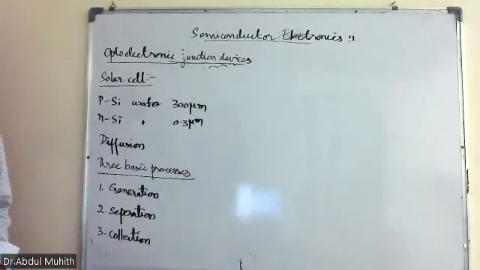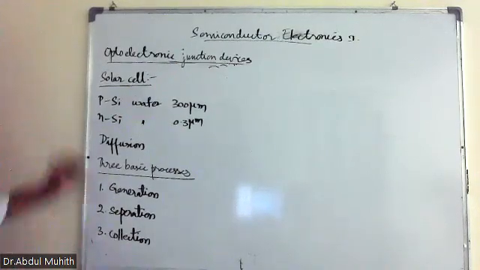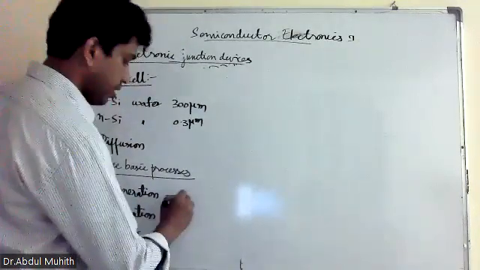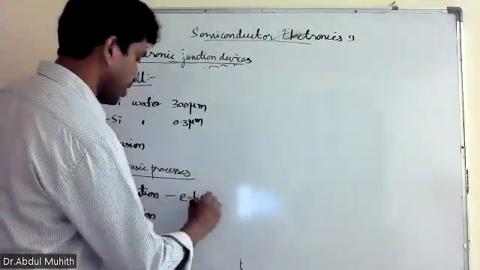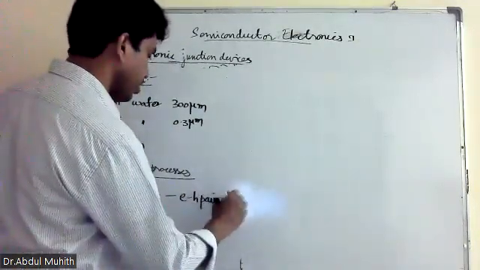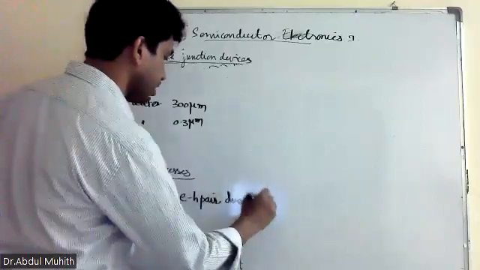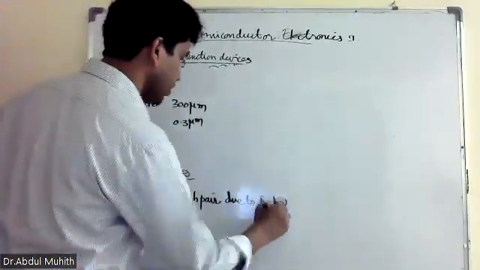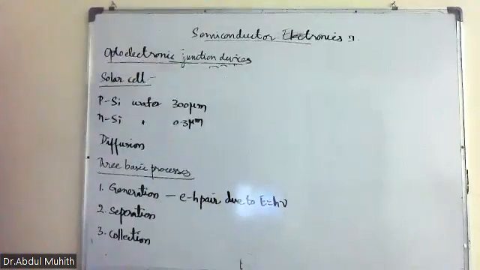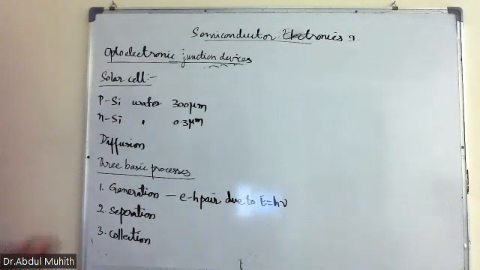In the generation, an electron hole pair is formed due to light. Electron hole pair is formed due to what? Due to E equals h nu. When light is incident on that one, an electron hole pair is formed. Number two is about what? Separation of electrons and holes due to electric field.